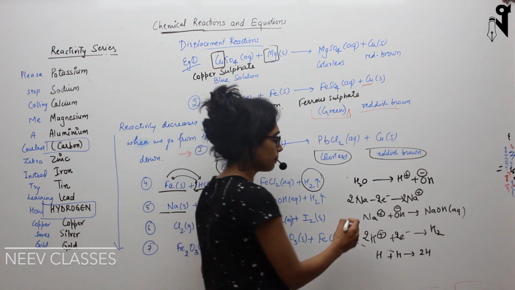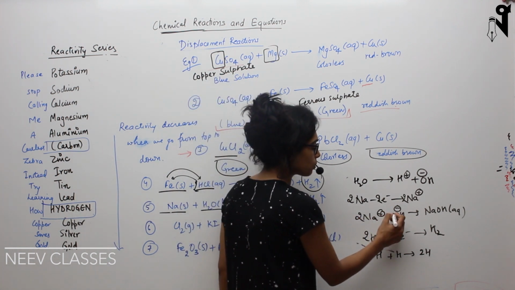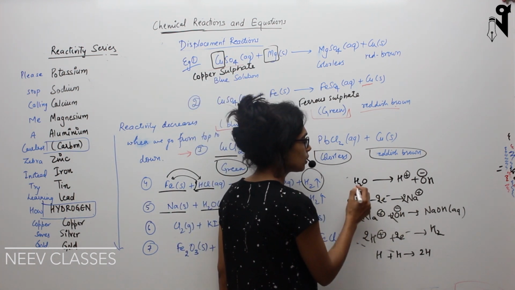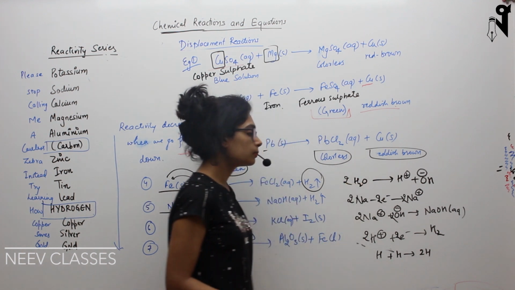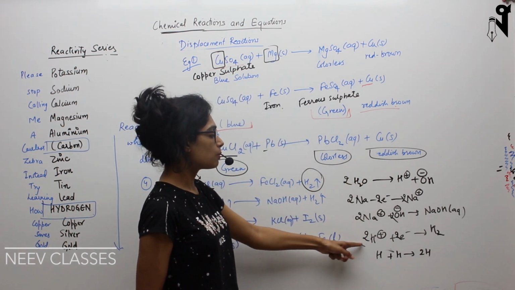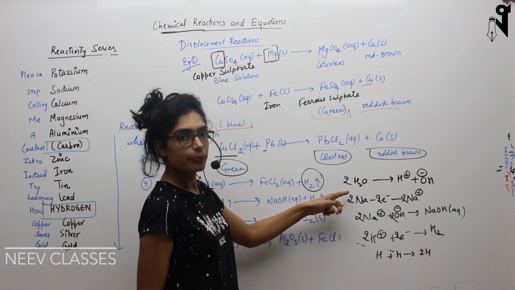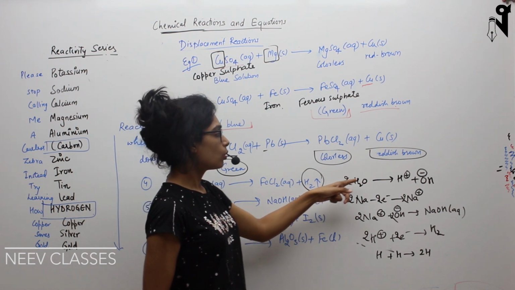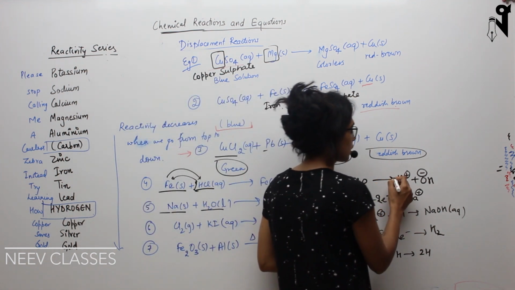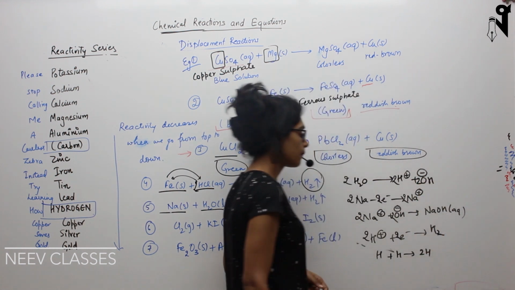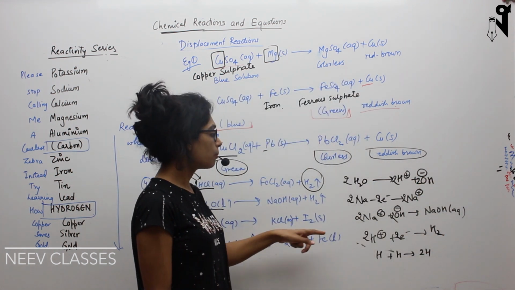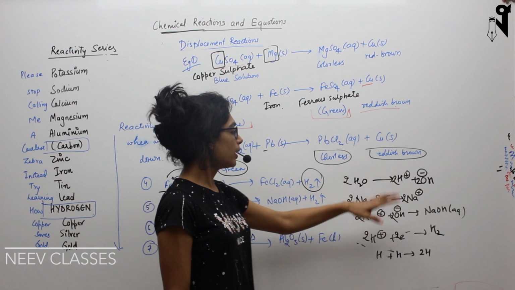But if I'm getting 2 Na plus, in that case I would require 2 OH minus. Right? So how will I get 2 OH minus? I have to take 2 water, because I had taken 2H plus also, so I'll have to balance it some way. So I'll write 2H2O. 2H2O will give me 2H plus and 2OH minus. Got it? So this is how we have done the balancing.